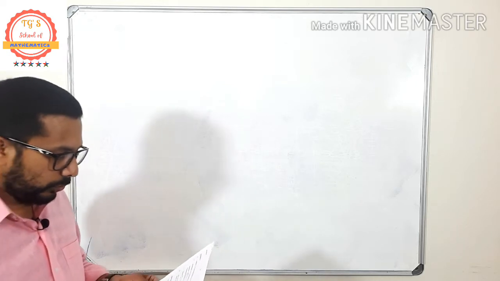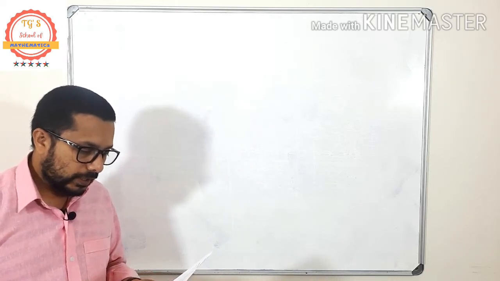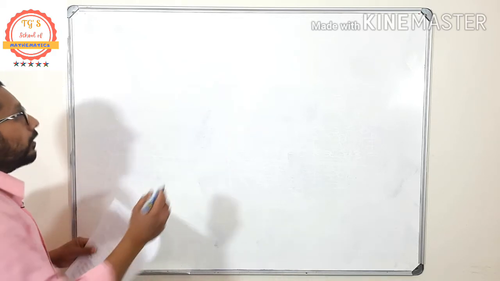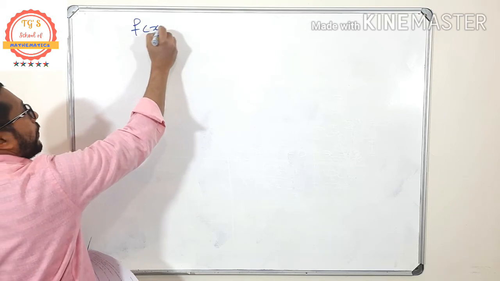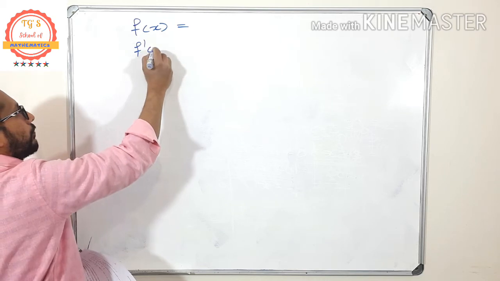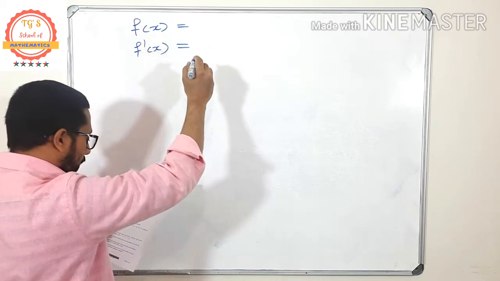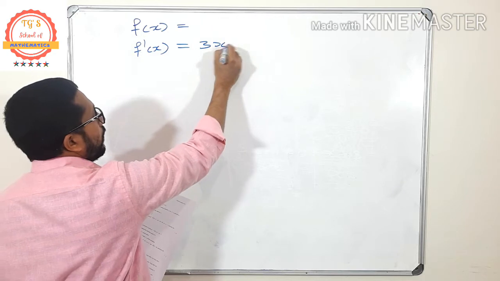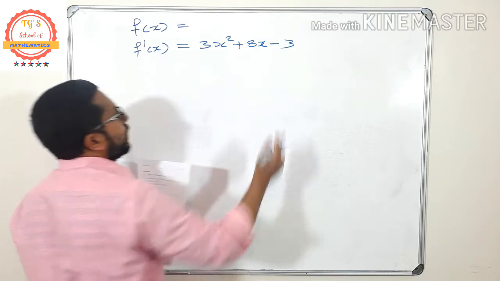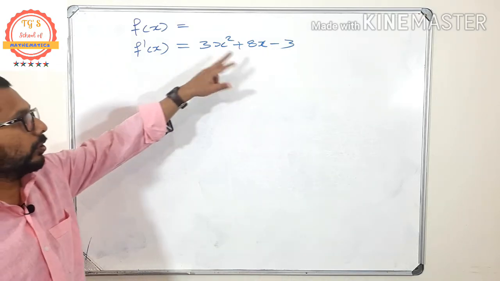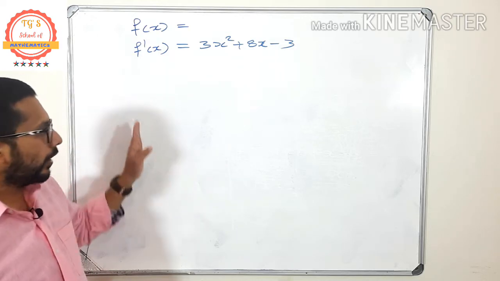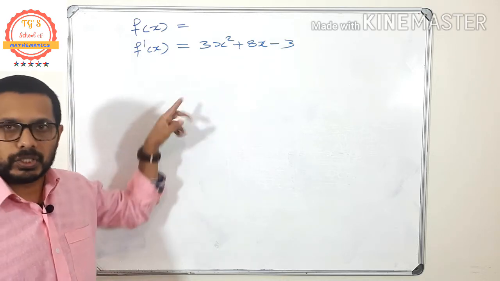Question number 9.2: for which values of x is f concave down? Last lesson there is an f of x, but the equation we don't know. But the first derivative of that f of x is given in that question: 3x² + 8x − 3. The first derivative is given as 3x² + 8x − 3, and I hope you remember we tried to find the x coordinates of the stationary points.